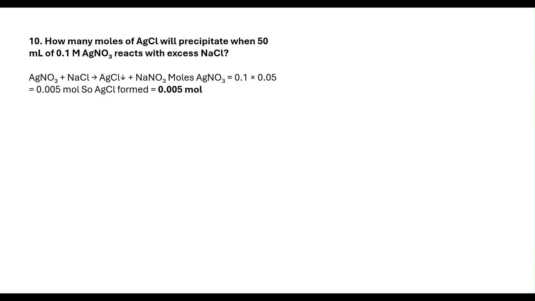So move to the next question, which is based on precipitation. How many moles of silver chloride will precipitate when 50 ml of 0.1 molar silver nitrate reacts with excess sodium chloride?